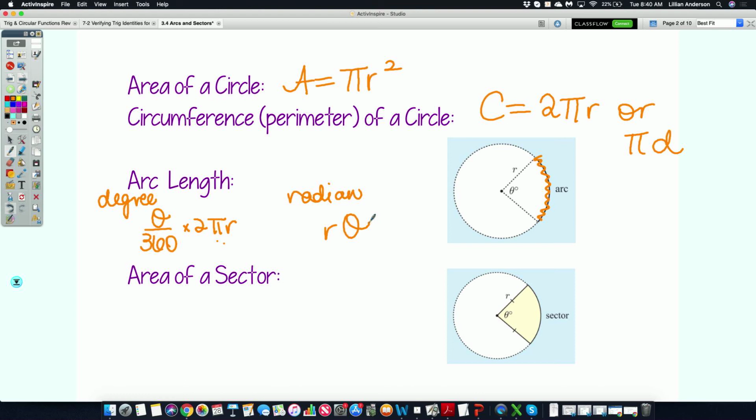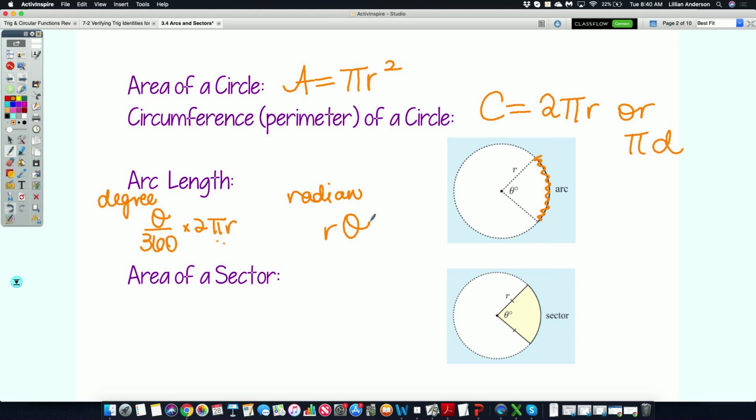Do you remember the formula to convert from degrees to radians, radians to degrees? Exactly. So if you want to, you could just use just the one formula and just convert degrees to radian and then use the r theta. Okay? Questions on that?